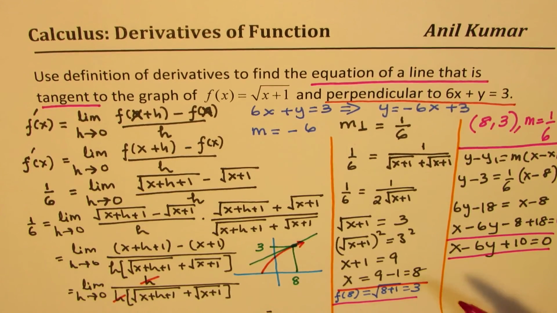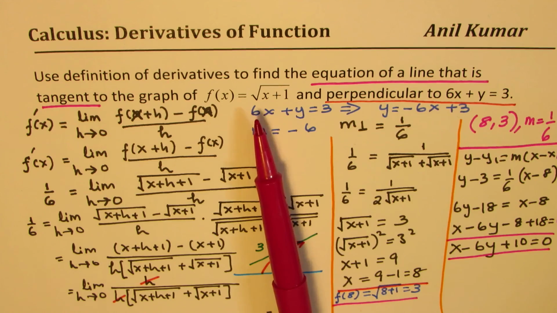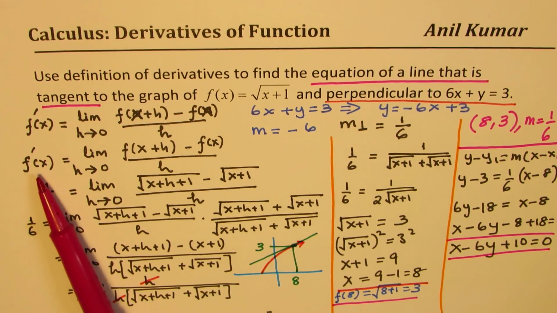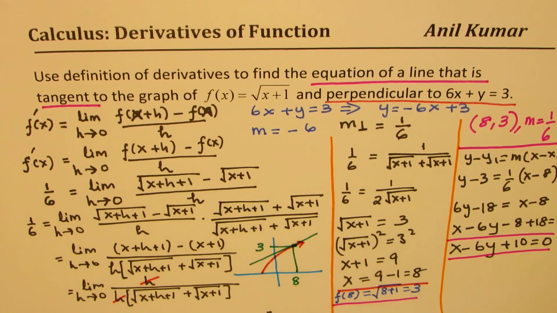So I hope the concepts are absolutely clear. So in situations where you don't know at which point we have to find the derivative, we have to start with general expression and find derivative of the function f dash x. Perfect. And then solve it as shown here. So I hope that this is absolutely clear.